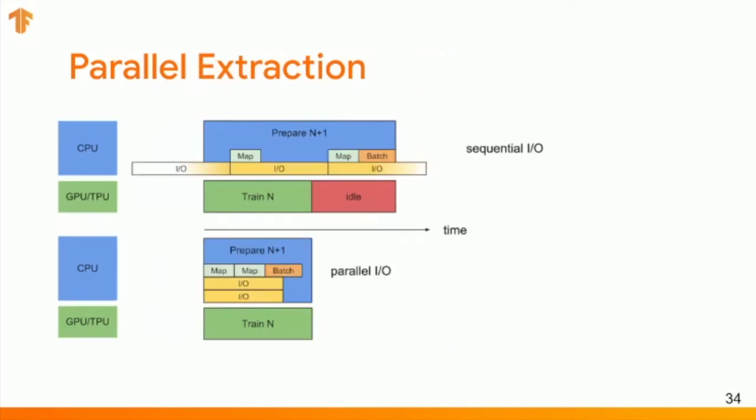And then we can have the parallel extraction. So as you can see, it's the same. We have sequential input and output, and then we have parallel input and output on the bottom part, while the GPU is training a particular part of it. So it's even better because it doesn't get into an idle state.